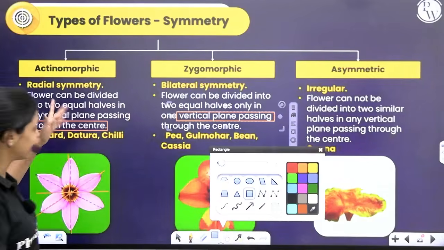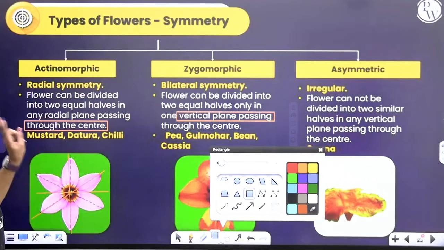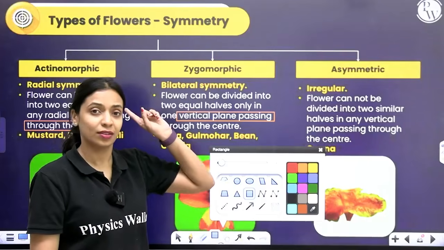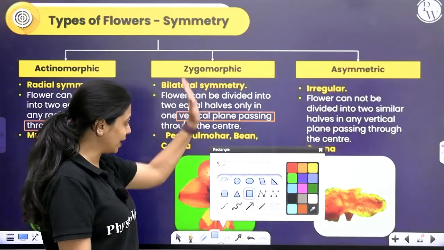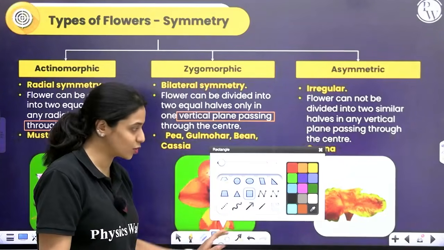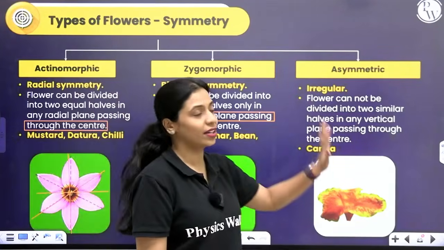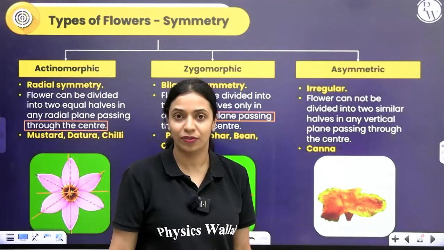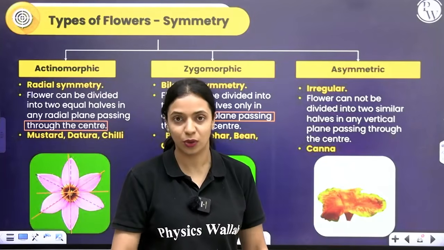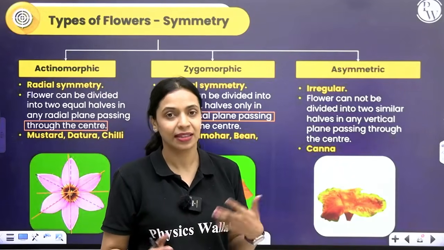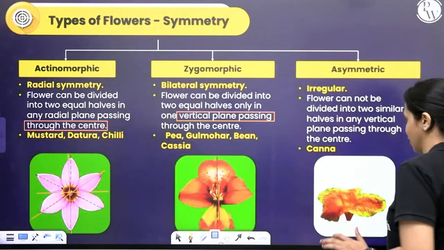Here, in any radial plane that passes through the center, you will get two equal halves. Here, only through one plane, and that plane has to be vertical and it has to pass through the center. Only then we will get two equal halves. Asymmetrical flowers are irregular flowers. No matter which plane you cut it in, you will never get two equal halves. That is called irregular or asymmetric.